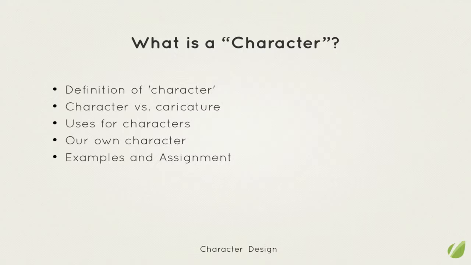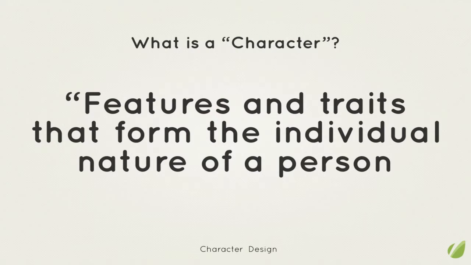Now if you take a look in any dictionary, you'll find that character is defined as something like the aggregate of features and traits that form the individual nature of some person or thing. Someone's character describes not only the way they appear, but also the way they are. It's the culmination of their characteristics. When we're thinking visually, characteristics are communicated symbolically. But the important thing to take away is that character describes the nature of something.